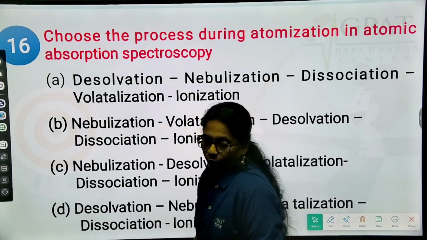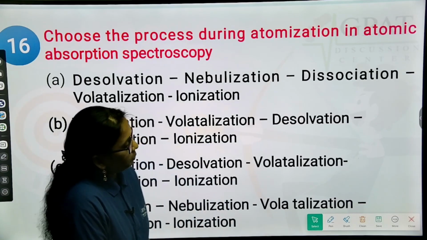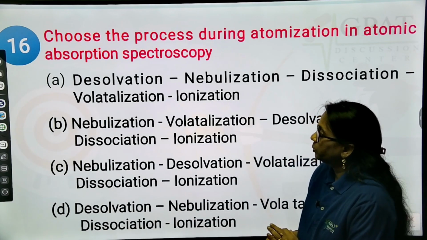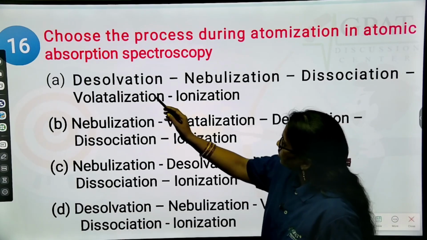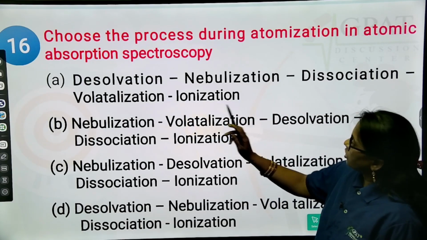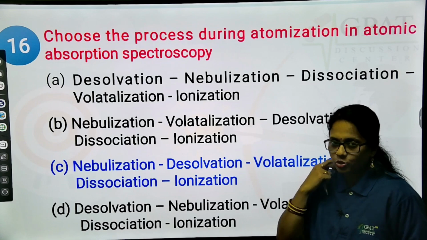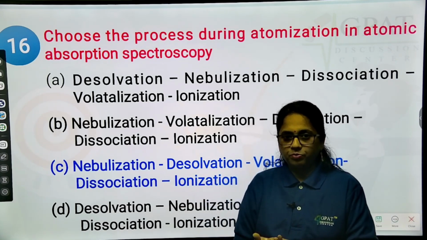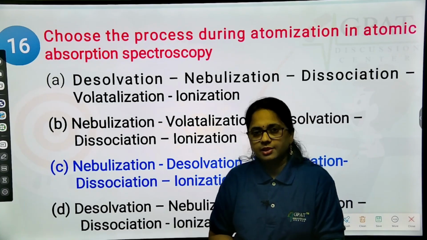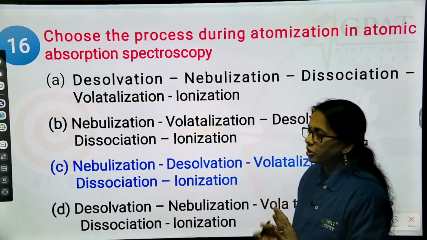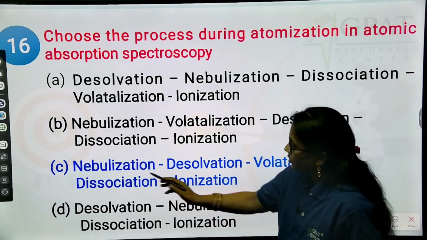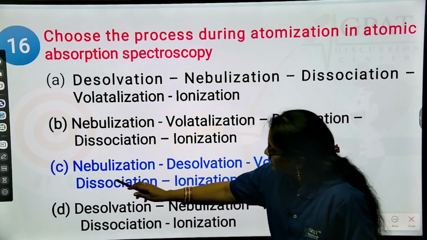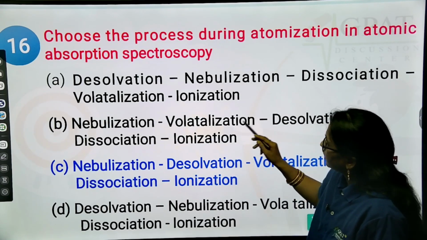Next, choose the process during atomization in atomic absorption, that means the sequence of the processes: desolvation, nebulization, dissociation, volatilization and ionization. Whenever we put the sample in, first of all the nebulizer takes the sample, so nebulization occurs first. Obviously, nebulization is in these two options, so let us see what comes afterwards.